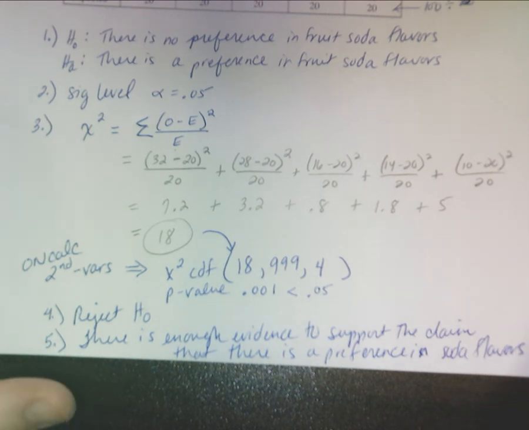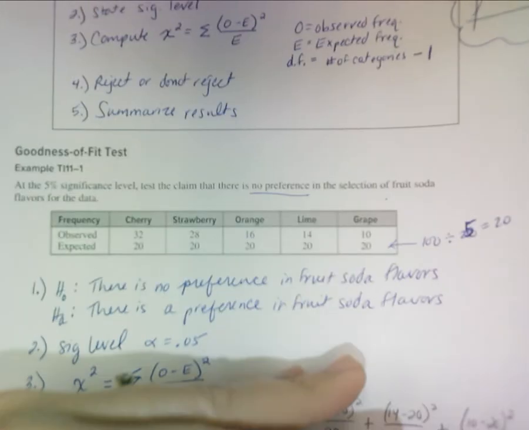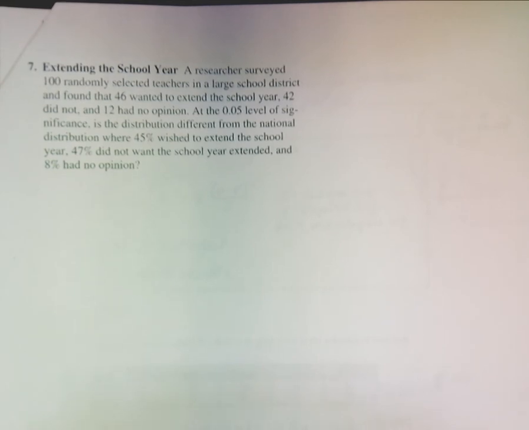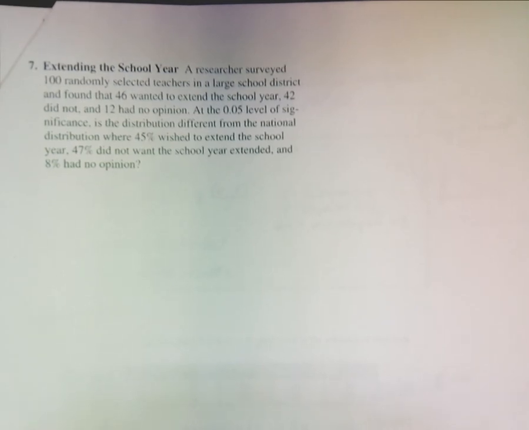Okay. All right, we're going to do one more. So next page, and then we'll be done. And then you can do your problems here. All right. A researcher surveyed 100 randomly selected teachers in a large school district and found that 46 wanted to extend the school year, 42 did not, and 12 had no opinion. At the 0.05 level of significance, is the distribution different from the national distribution where 45% wished to extend the school year, 47 did not want to, and 8 had no opinion?